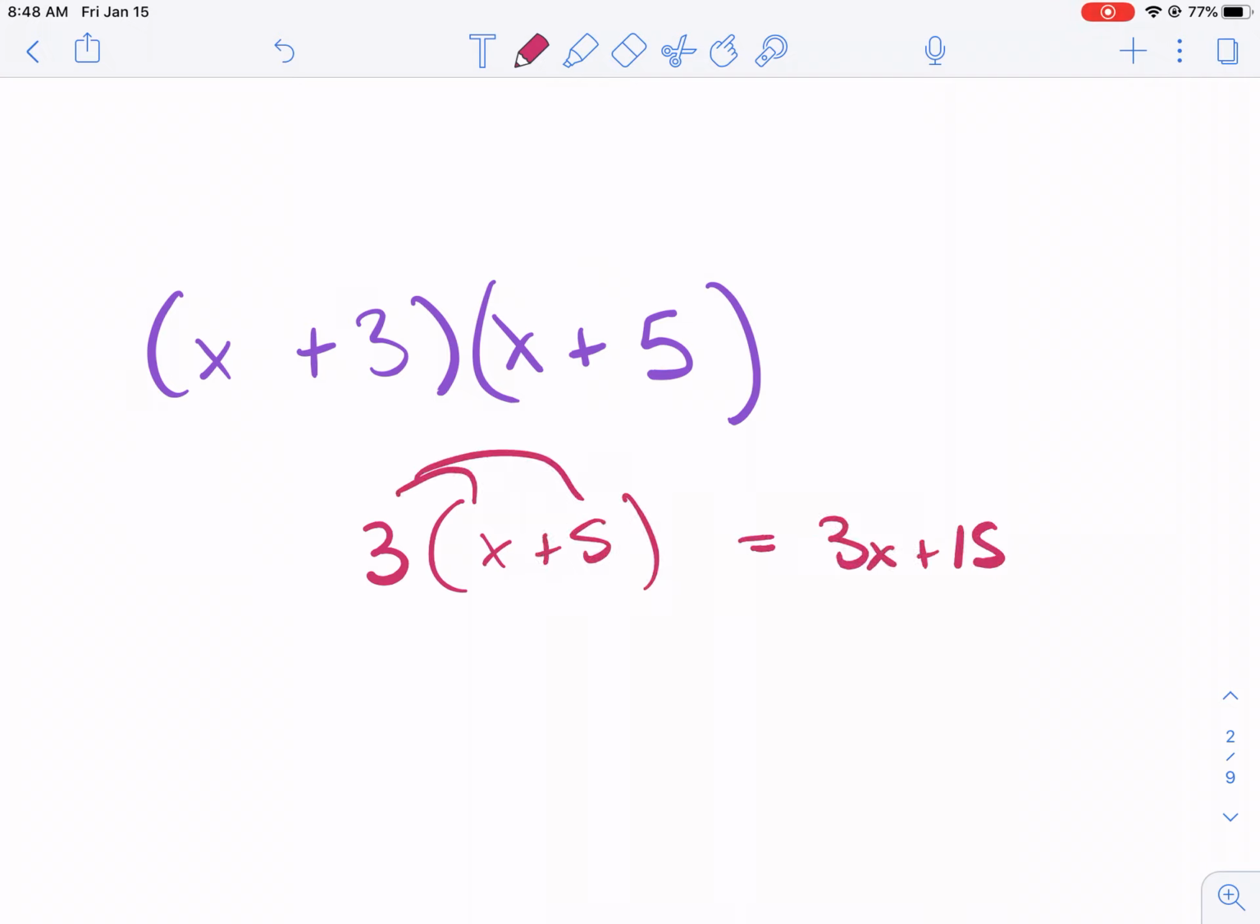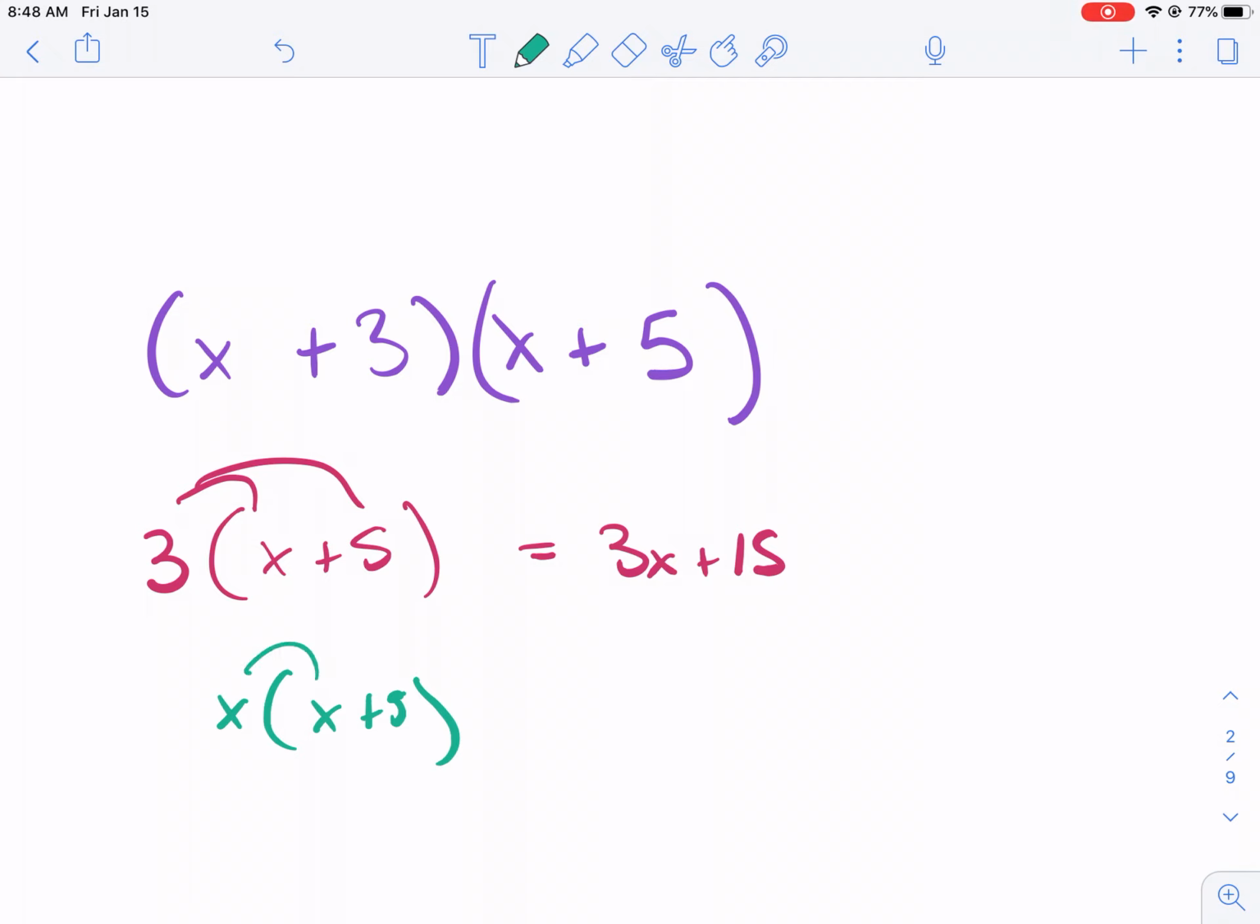Now, what about this distribution? Would you get a problem like this? X times x plus 5? Yeah, for sure you would get that. You would get x squared. X times x is x squared, plus 5 times x is 5x. You would get that, okay?